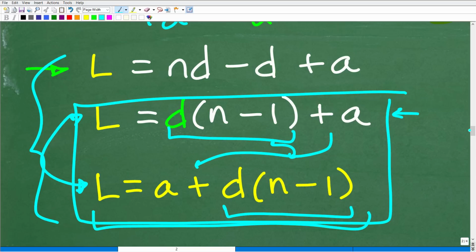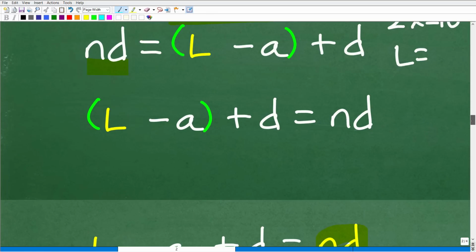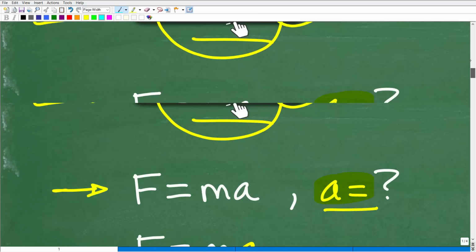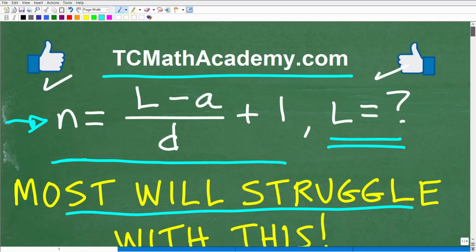Okay, so this is not easy stuff. In terms of level of difficulty, I would say this problem would maybe be a 6 out of 10. Not overly difficult. There are certainly much more difficult literal equations and formulas you need to work with, but you absolutely must know how to do this to be successful in algebra.